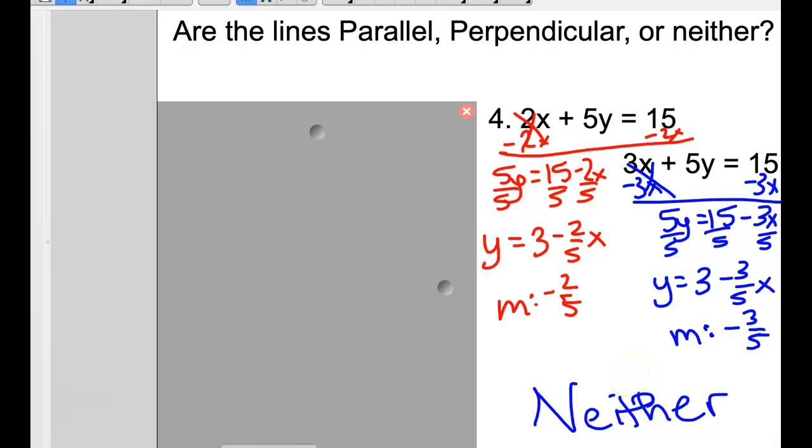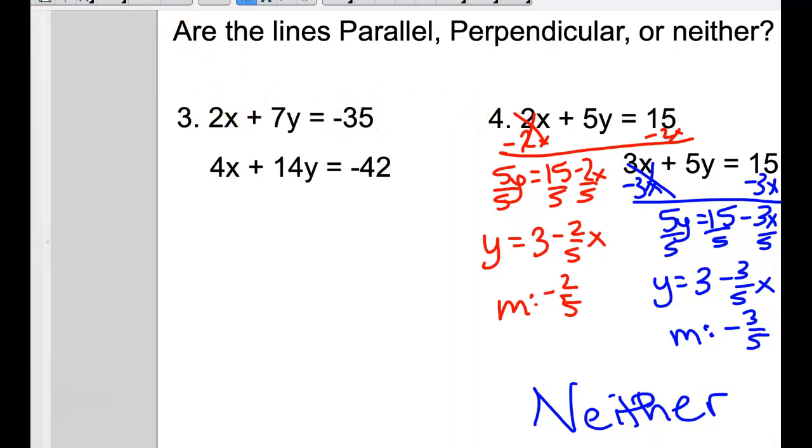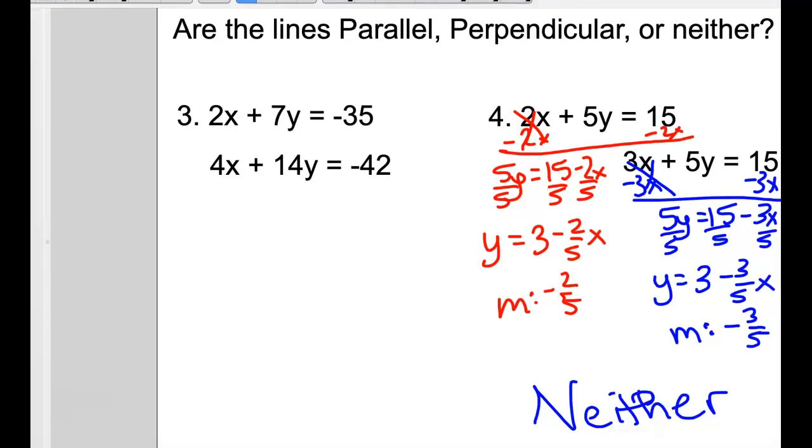Okay, so I want you to try one more on your own, and then we should be good to go. But this is what you're doing today: comparing equations to see, if we were to graph them, would you get a parallel set, a perpendicular set, or neither? So here's number 3. I want you to do the math, pause the video, write those two equations down, and check to see if their slopes are parallel, perpendicular, or neither.